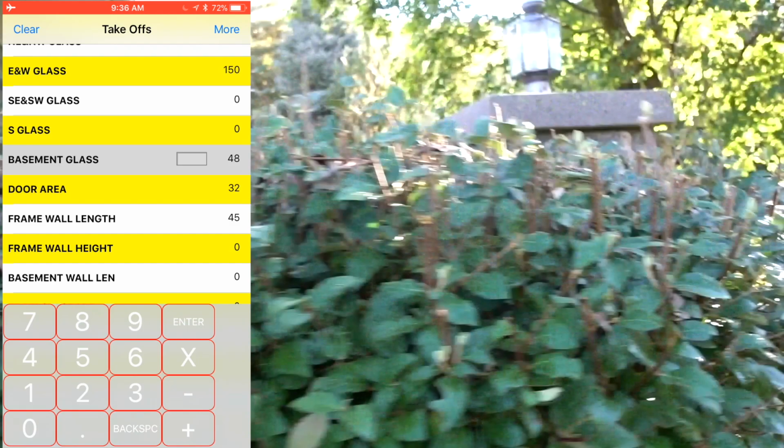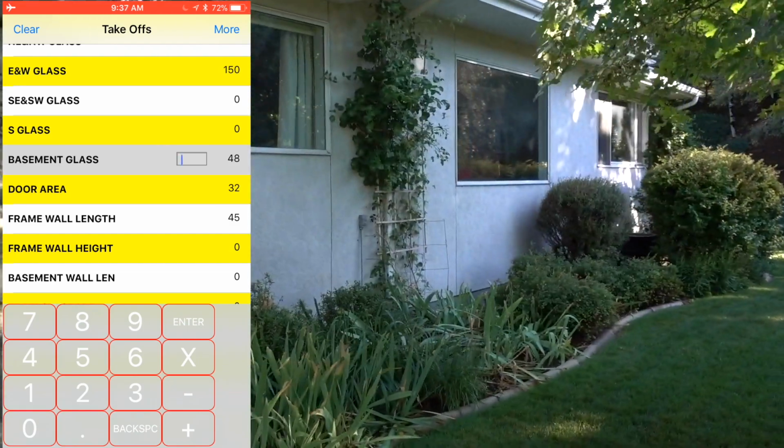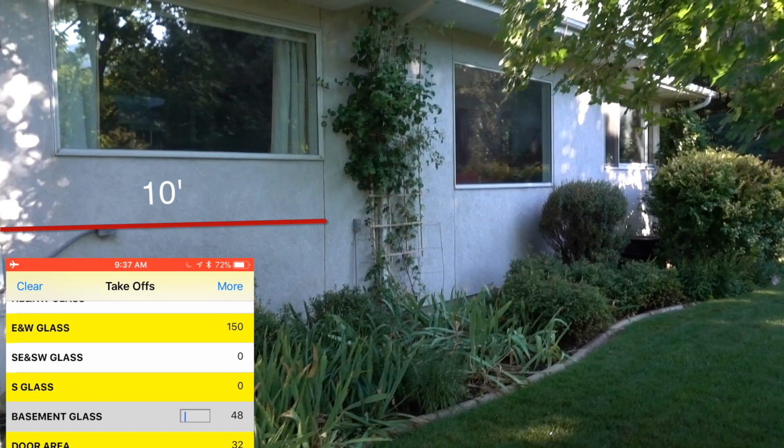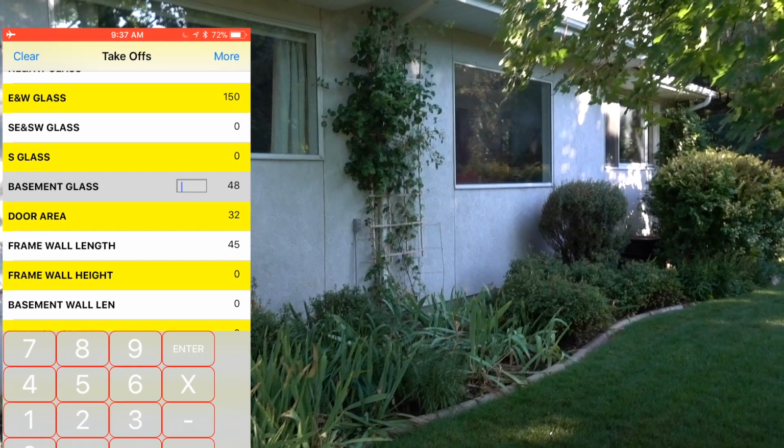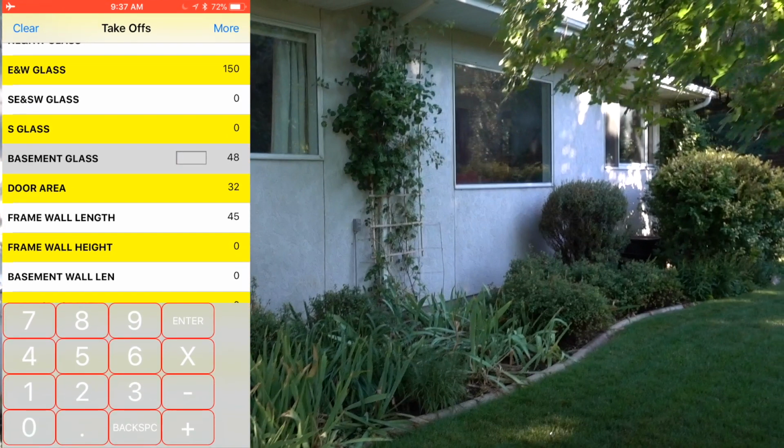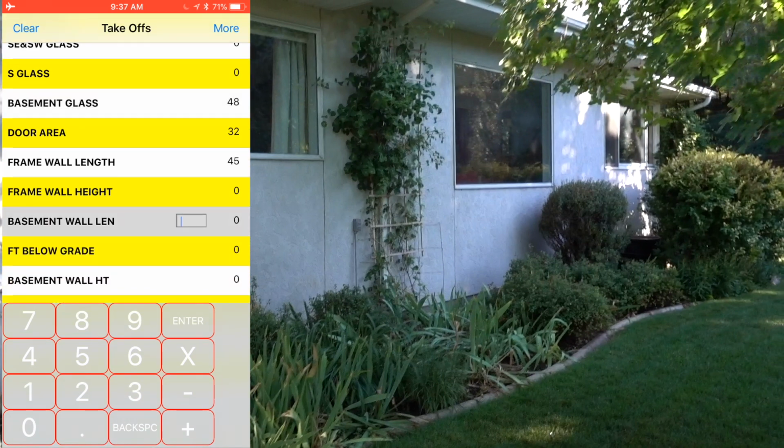Okay, now we're on the south side of the home, and I'm just going to quickly measure the length of the south side. Now I've already included, well actually, no I haven't. Okay, so the frame wall length of the entire south side is 44 feet. So I'm going to go down here to frame wall length, and I'm going to hit 44 feet.